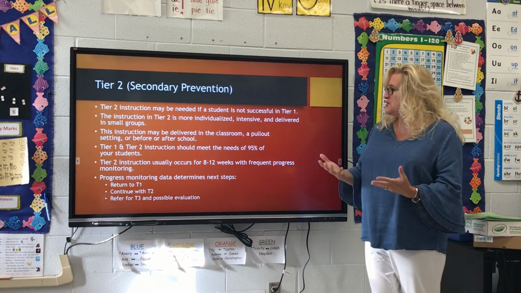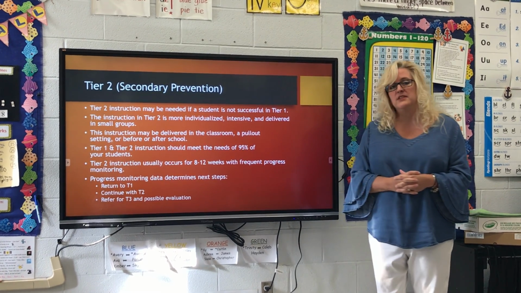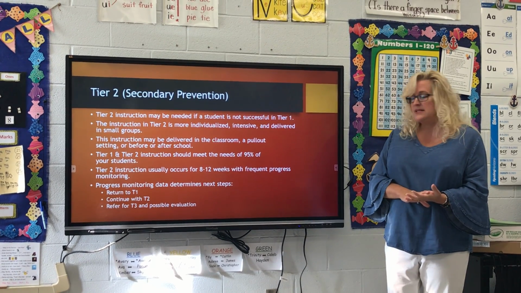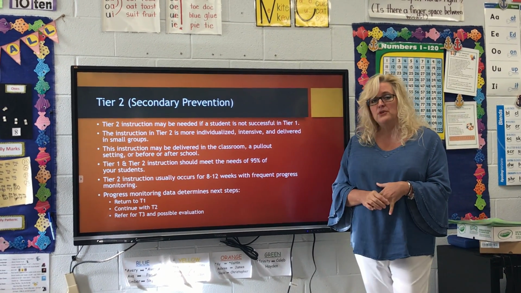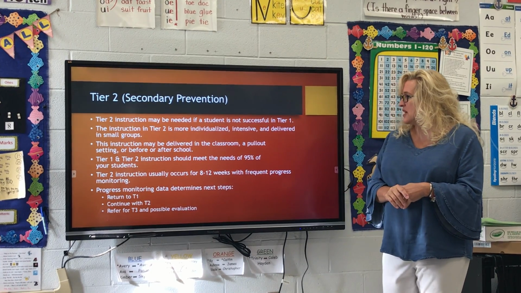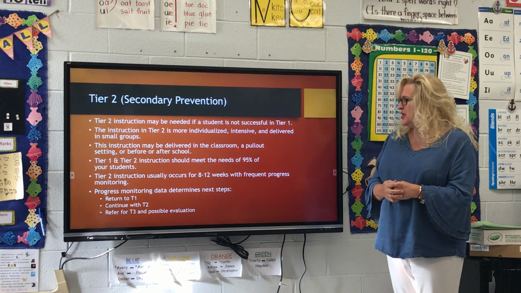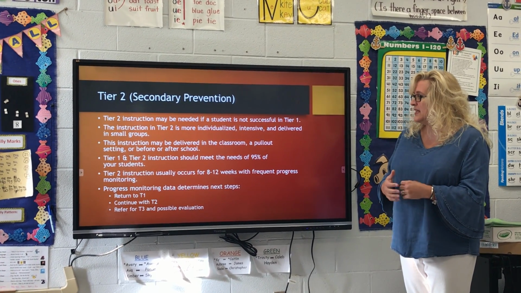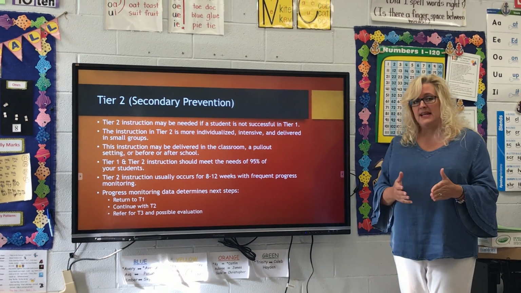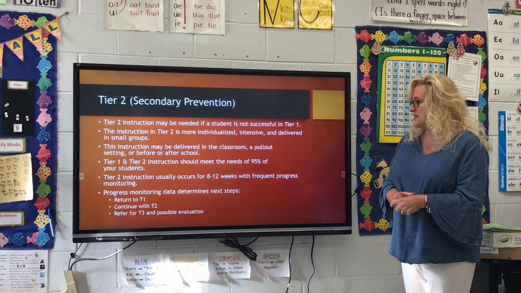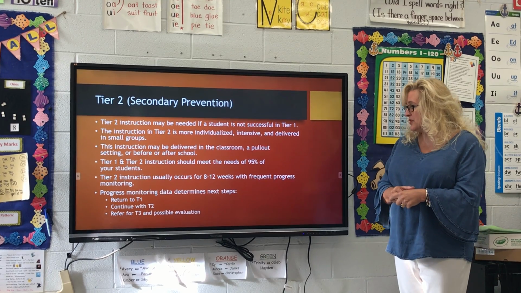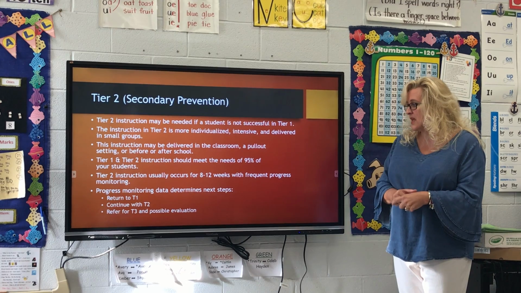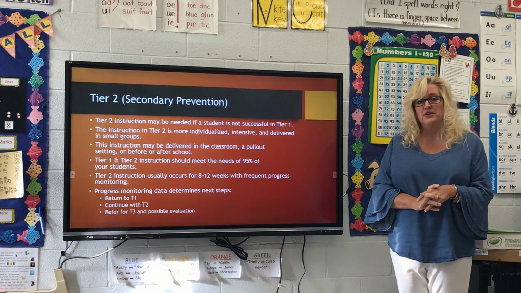Tier 2, this instruction may be needed if the student is not successful in Tier 1. This instruction is more individualized, intensive, and delivered usually in small groups. This instruction may be delivered in the classroom, but it could be a pull-out setting, or it may even be before or after school. Tier 1 and Tier 2 instruction should meet the needs of about 95% of your students. Tier 2 instruction usually occurs for about 8 to 12 weeks with frequent progress monitoring. Progress monitoring data will determine your next steps.